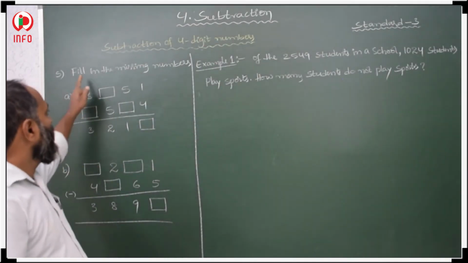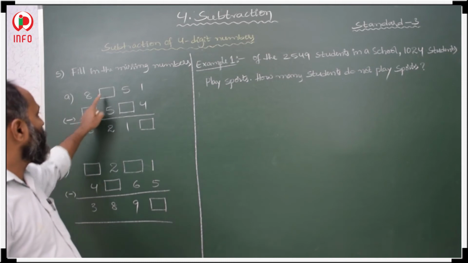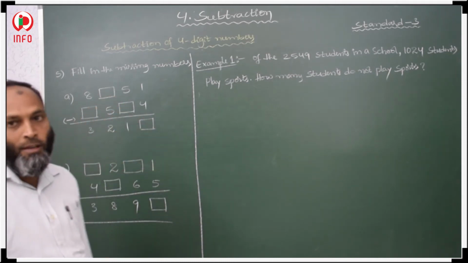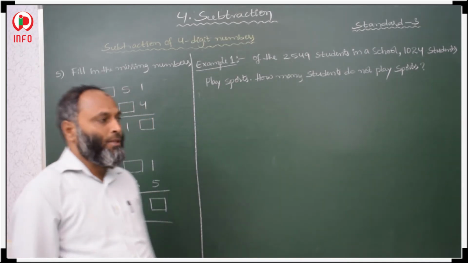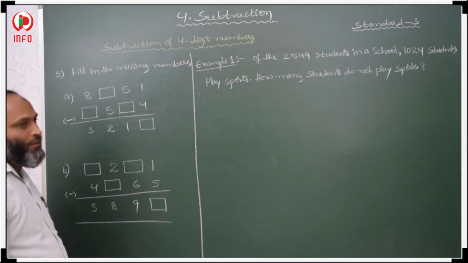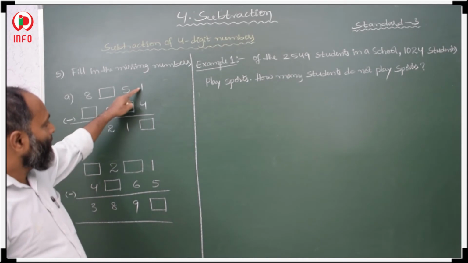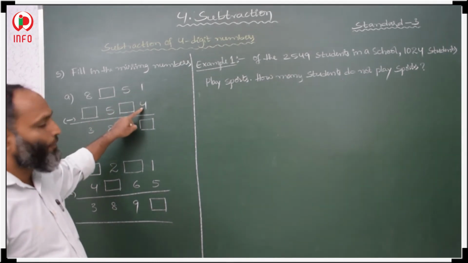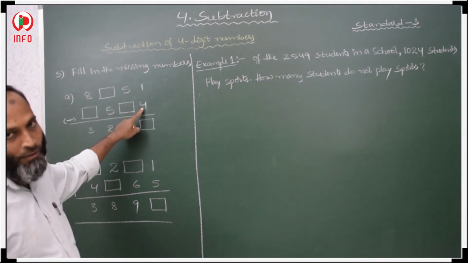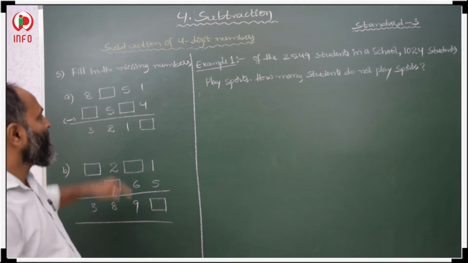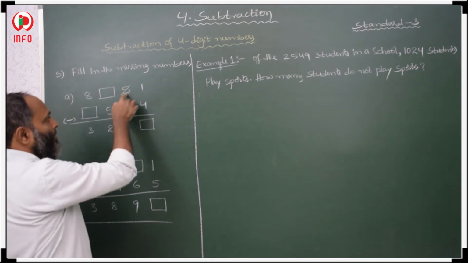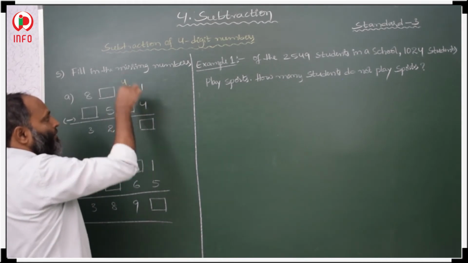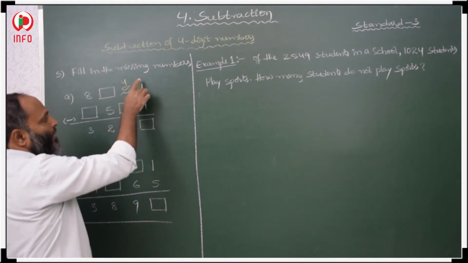Now in this, fill in the missing numbers. 1, 2, 3, 4. 4 boxes are given. In these 4 boxes we have to find the missing numbers. Then how to find the missing numbers? See here, 1 minus 4. 1 is less than 4. So we can't subtract. So we take borrow from here. So 1 ten we take borrow. So out of 5 tens, 1 ten taken means 4 tens left. Here 10 plus 1, 11 will come.